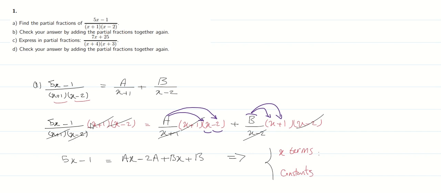On the x terms, we have 5x on the left-hand side, we have Ax and we have Bx. So we can say that 5 would be equal to A plus B. And for the constants, we have negative 1 on the left-hand side. And on the right-hand side, as you see in here, we have negative 2A and plus B. So we can write this as negative 2A plus B as our constants.